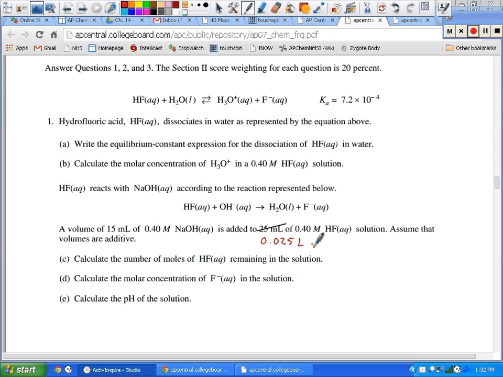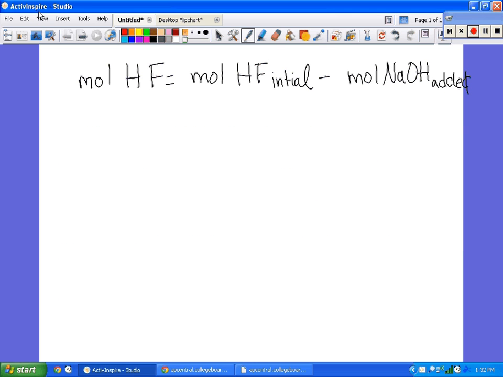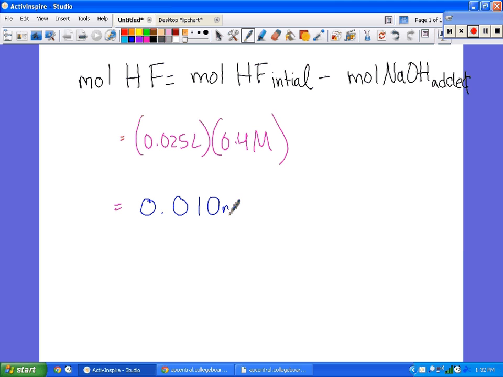This is one of those things that I'm begging you to know as a fact. We know molarity is moles per liter. How do you get moles? Liters times molarity. Okay, multiply your concentration times volume, and that will give you your number of moles. All right, so 0.025 times 0.4. So I'm just going to plug this in as we go. We have 0.025 liters times 0.4 molar gives me 0.01 moles of HF.